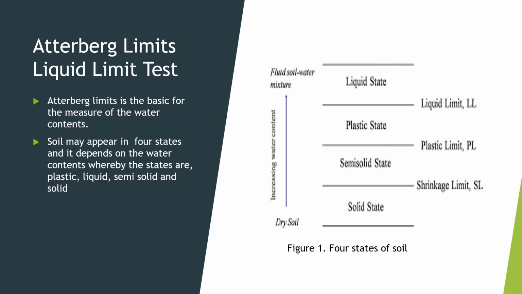First of all, what are attribute limits? Attribute limits are the basis for the measurement of the water content in the soil. This needs to be measured because soil may appear in four states, and those states depend on the water content, whereby the states are plastic, liquid, semi-solid, and solid. As you can see from figure 1, those states are labeled, and on the left of the figure you can see the relationship between the water and the soil, how by increasing the water the soil transforms from one state to another state.